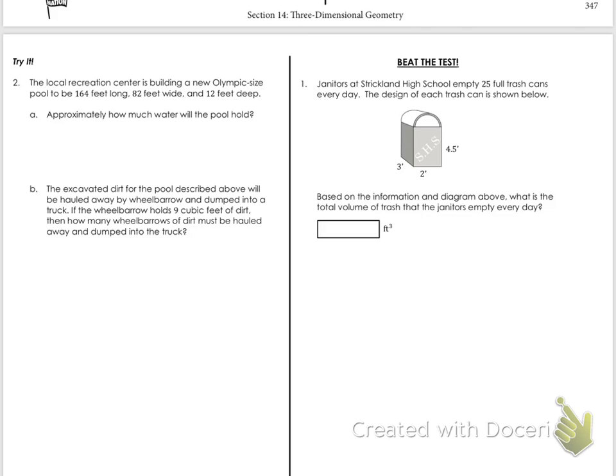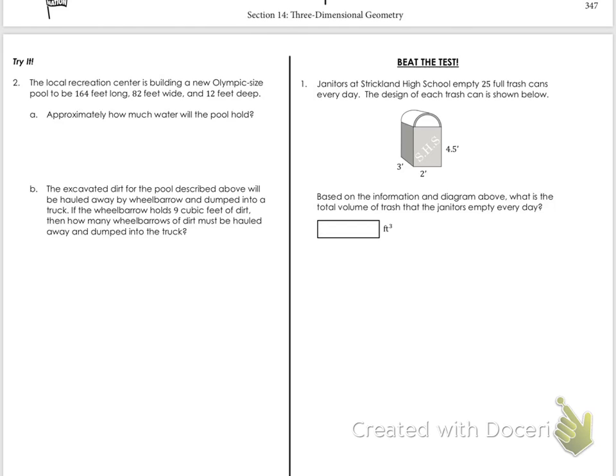Janitors at Strickland High School empty 25 full trash cans every day. The design of each trash can is shown below. Based on the information and diagram above, what is the total volume of trash that the janitors empty each day? So, these trash cans are made up of two separate pieces. We've got a rectangular prism, and then we've got a semicircular prism.